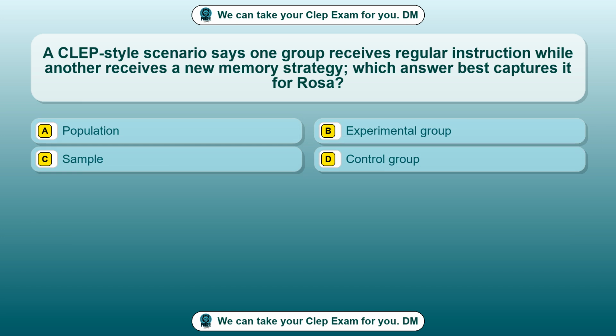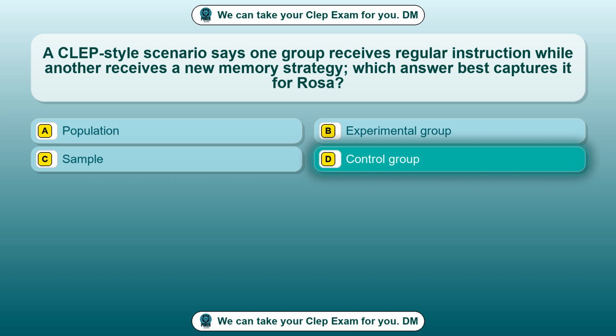Question 92. A CLEP style scenario says one group receives regular instruction while another receives a new memory strategy. Which answer best captures it for Rosa? Option A, population. Option B, experimental group. Option C, sample. Option D, control group. The correct answer is option D, control group.